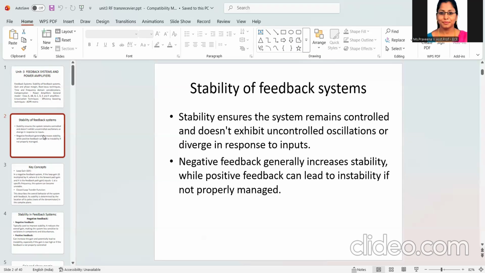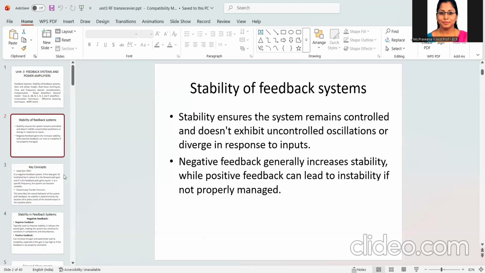For example, a real-time example is a thermostat-controlled air conditioner. It will adjust the cooling based on room temperature and maintain a stable environment. That is the main concept.